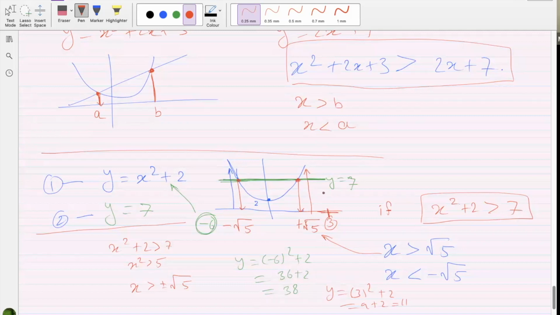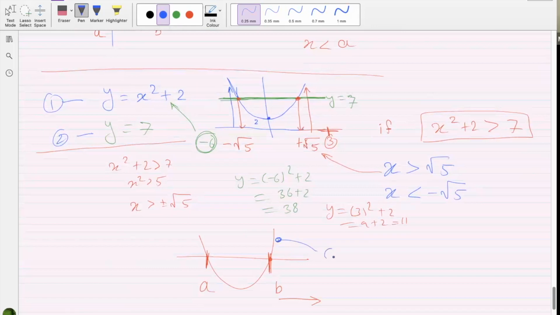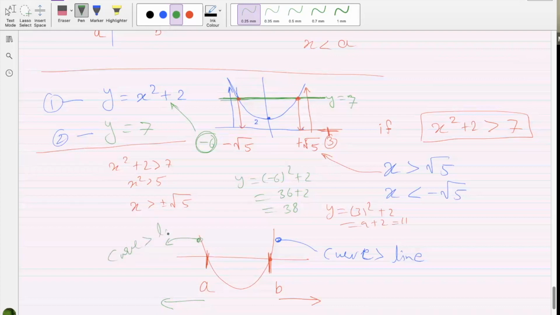So when you go to right hand side, this is your sketch, and these are the points of intersection. Point A, point B. When you go to right hand side of point B, the value on the curve is more than the value on line. When you go to left hand side of point A, the value of the curve is greater than on line. And when you are between A and B, there the value of line is greater than the curve.